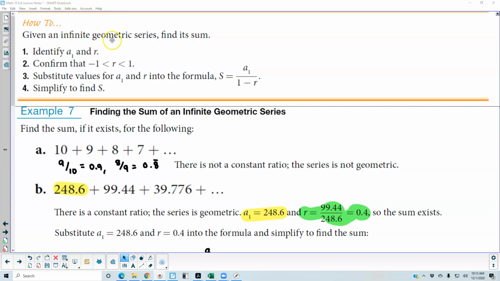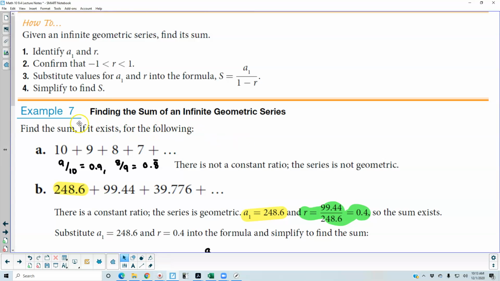Given an infinite geometric series, find its sum. First thing we do is identify the first term and the common ratio. We need to confirm that the common ratio r is between -1 and 1, and if so, then we can substitute the values of the first term and the common ratio into the formula to find s.